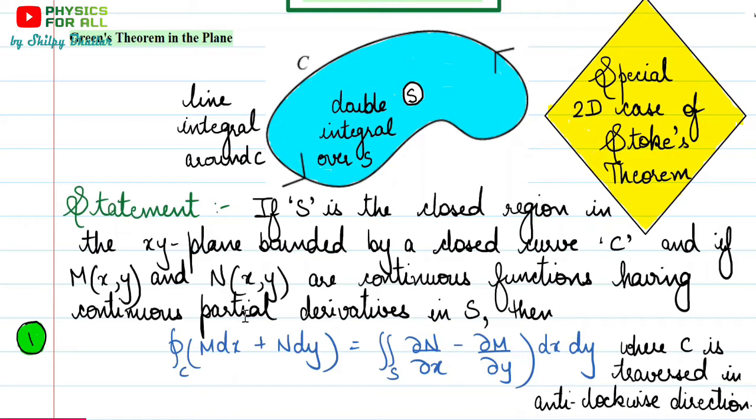We are only talking of the plane, and we are saying that whatever functions we have considered depend only on those two dimensions. So here M depends on the x and y variables, and N also depends on the x and y variables. And these are continuous functions. If they are continuous functions, then it would be easier for us to find the integral over these, and they have continuous partial derivatives in S. That means they are differentiable and we can actually find the derivatives.